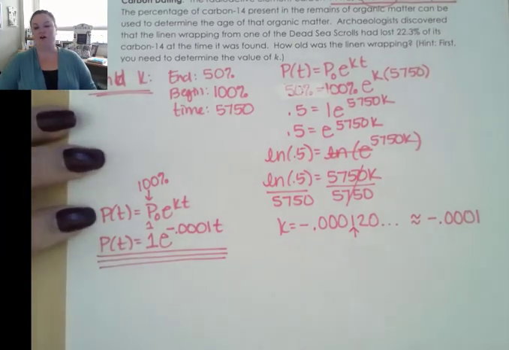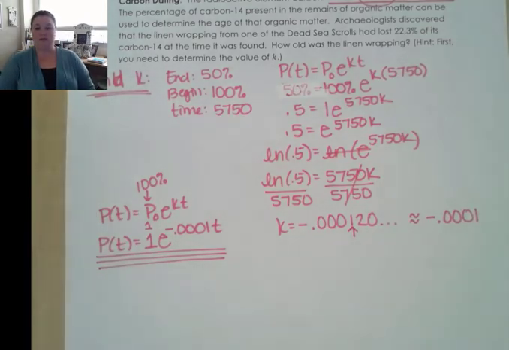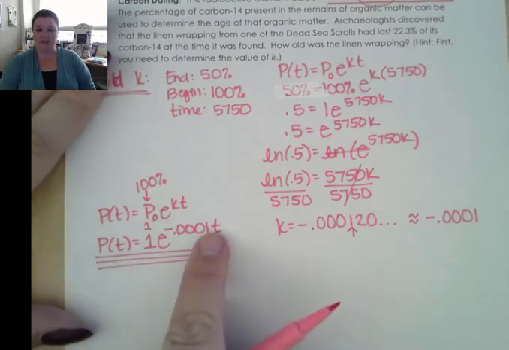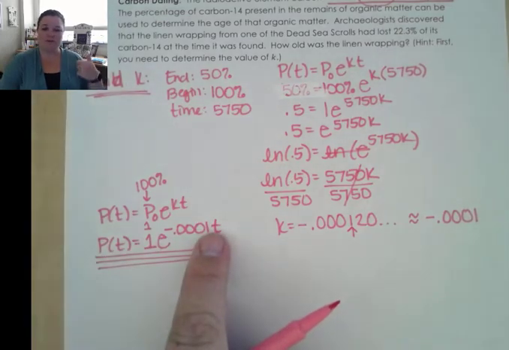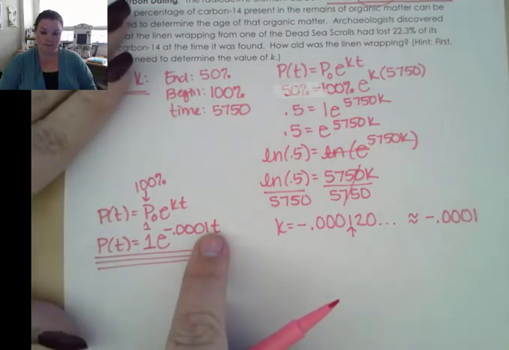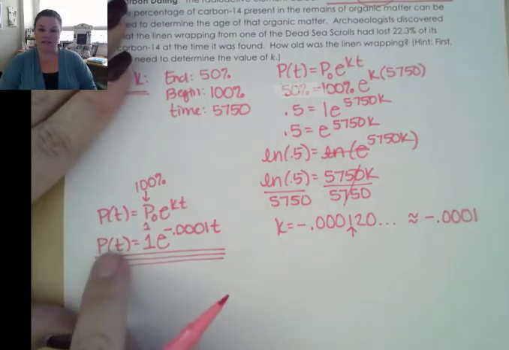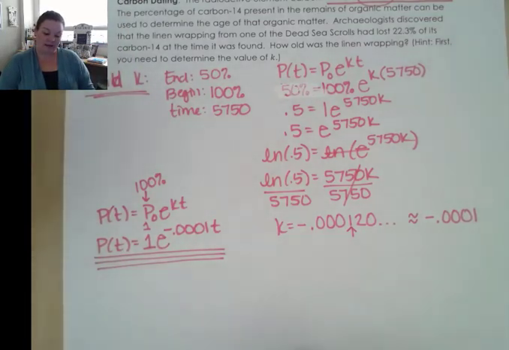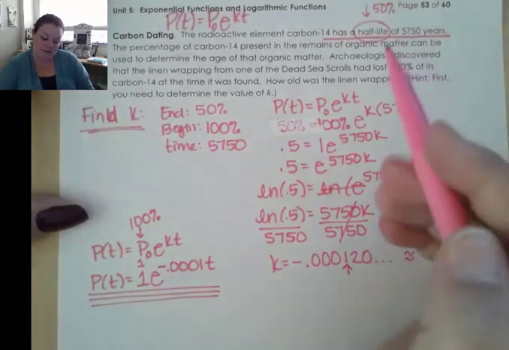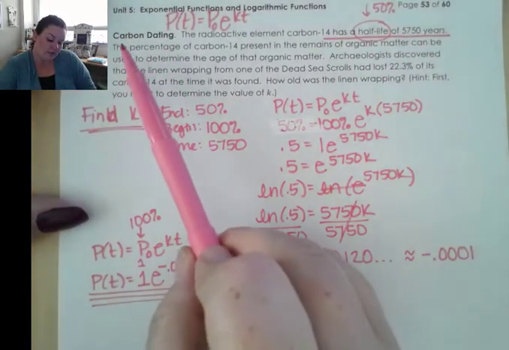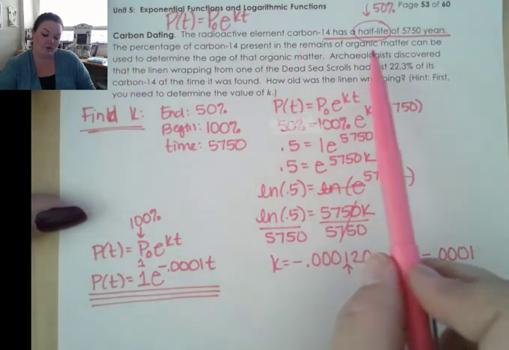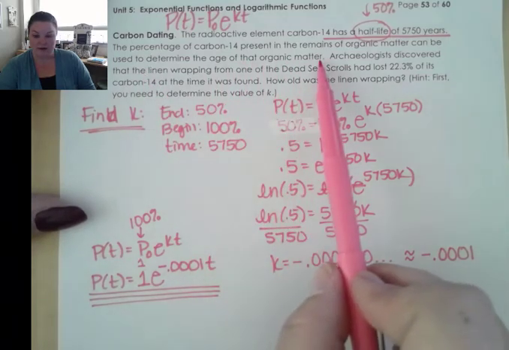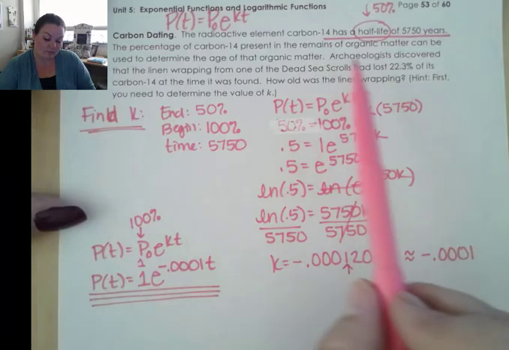So now that we have found our growth rate function, we should be able to evaluate. Either we can be given a time and we can plug it in and tell whoever how much carbon-14 is left over, or if we know how much carbon-14 is left over, we can figure out the time. Okay, so let's look and see what they want us to find. Now let's go back up here because we only used the first sentence. Second sentence, the percentage of carbon-14 present in the remains of organic matter can be used to determine the age of that organic matter. Okay, that's just information.